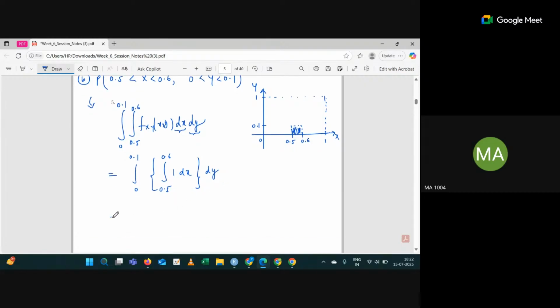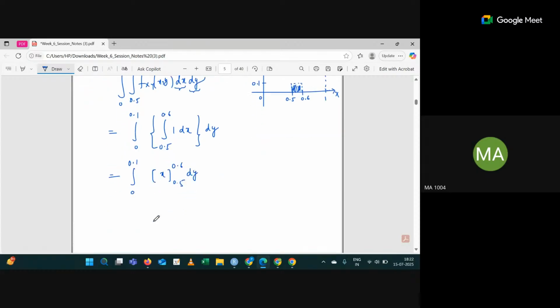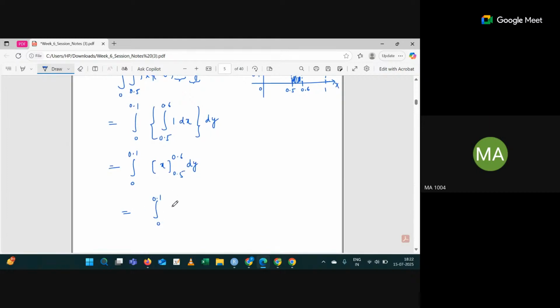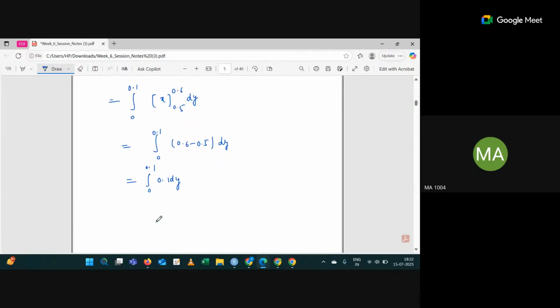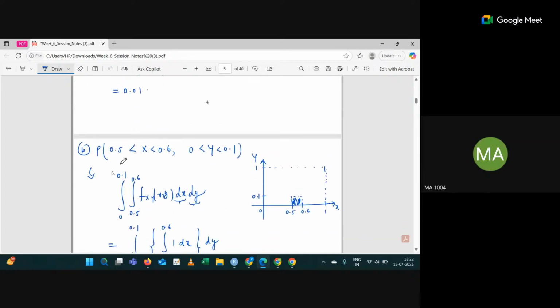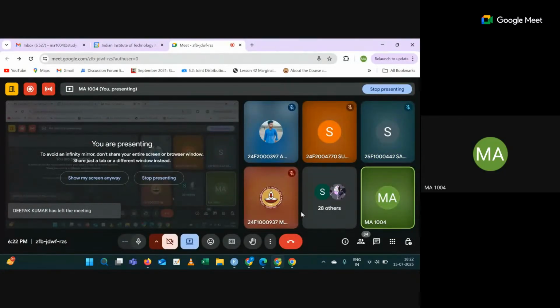Now if you solve this, you will get 0 to 0.1, and here it will be x from 0.5 to 0.6, dy. That gives 0 to 0.1 of (0.6 minus 0.5) dy, which is 0 to 0.1 dy. Again solving this, you get 0.1 into 0.1, which is the same as 0.01. So you understood how to write this part in terms of integration. Is this rough idea clear so far to all of you?